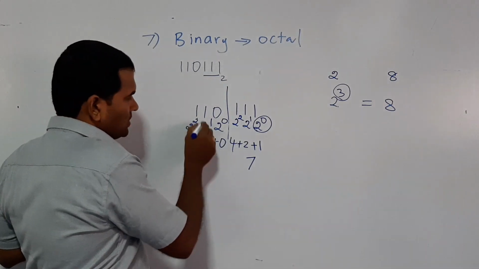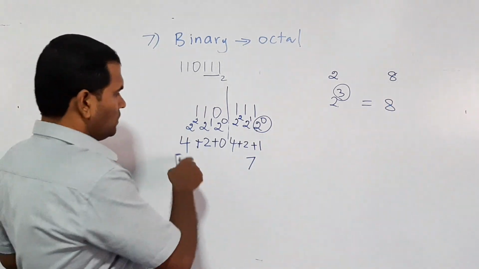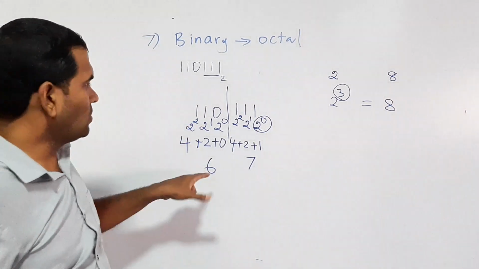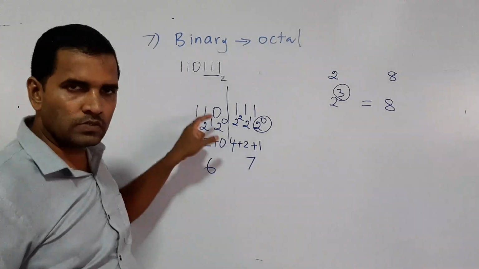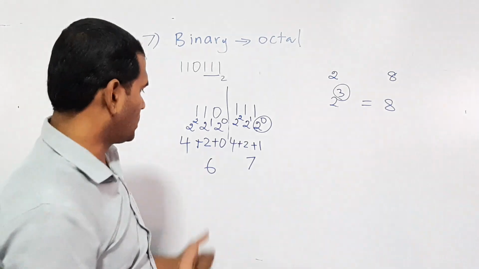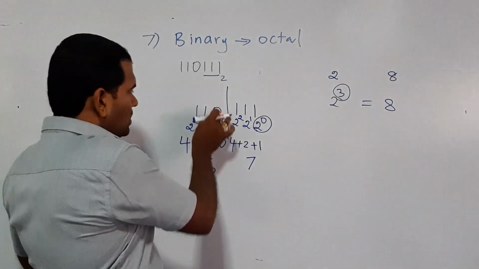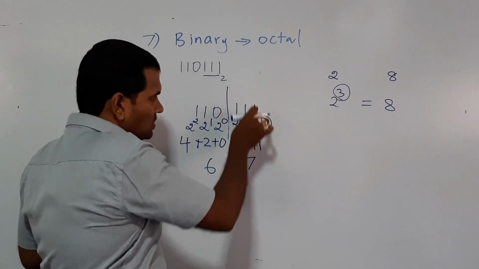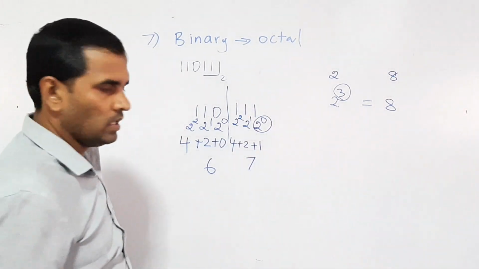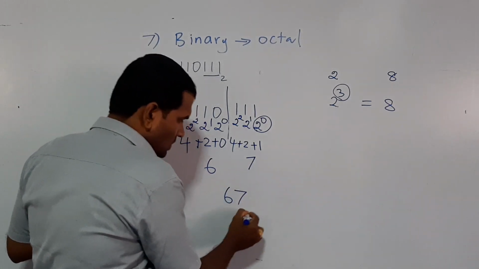Plus 2 to the power 2, it's 4. 4 into 1, it's 4. So 4 plus 2, it's 6. Here also 1, 1, 0. These 3 binary digits represent one octal character, that is 6. So these 3 binary represent 6. These 3 binary digits represent 7. So finally, you have to write both of them together, 6, 7, 8.